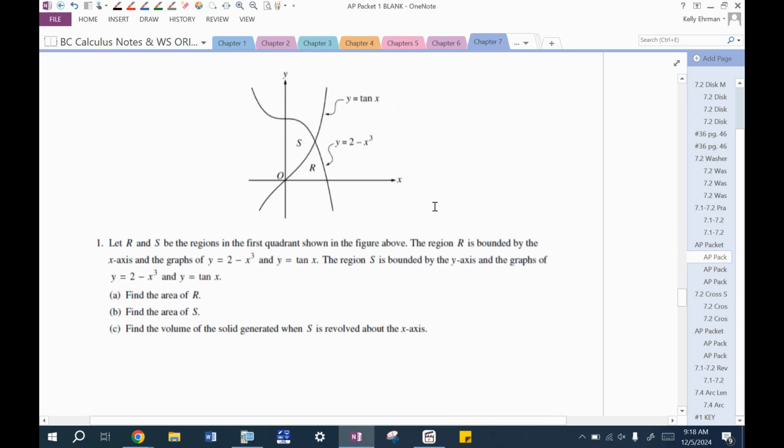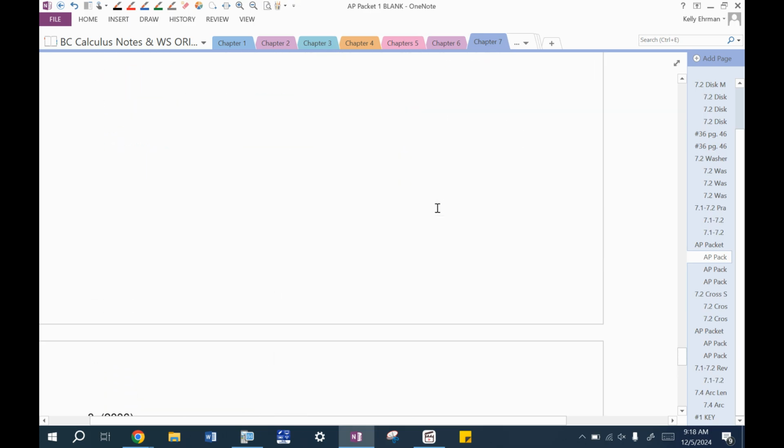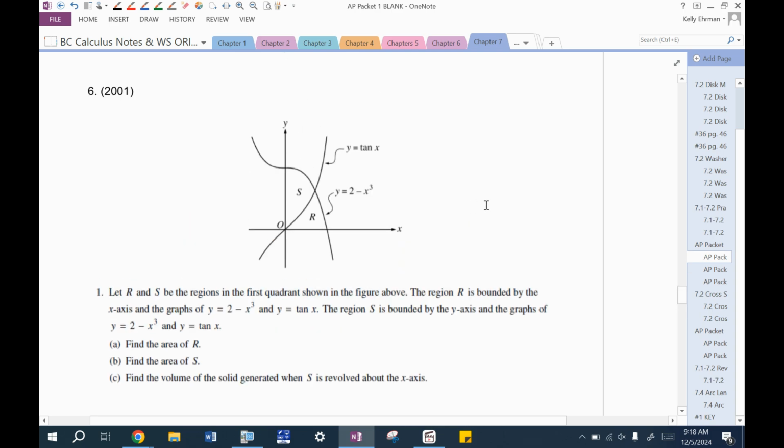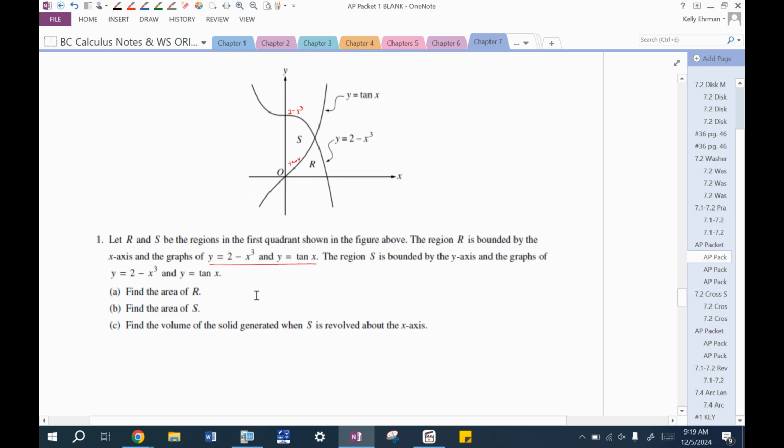All right, I think we have time to get maybe one or two of these done. Okay, let's take a look at this one from 2001. Let R and S be regions in the first quadrant as shown above. R is the region bounded by the x-axis and the graphs of 2 minus x cubed and tangent x. 2 minus x cubed is on the top here, and tangent x is on the bottom if we're looking at S. S is bounded by those same two graphs. Okay, find the area of R, and then we'll find the area of S.